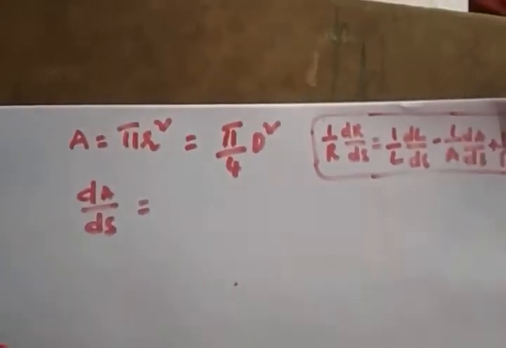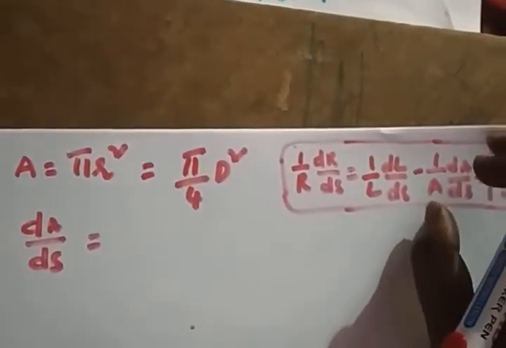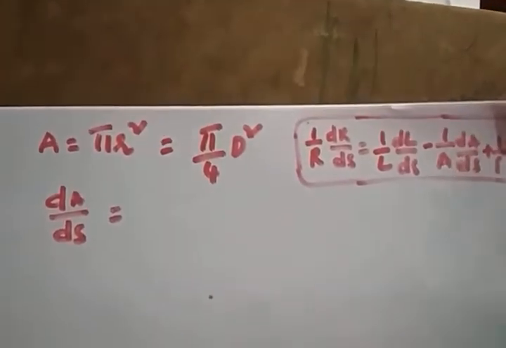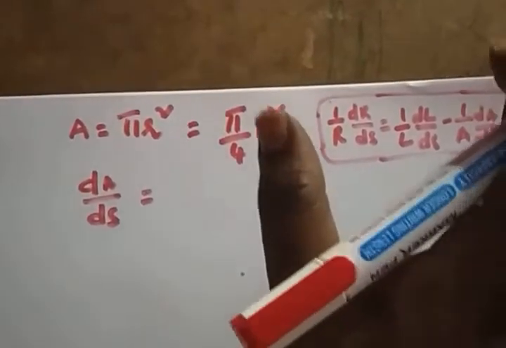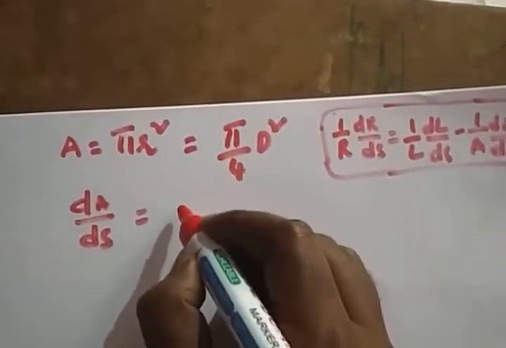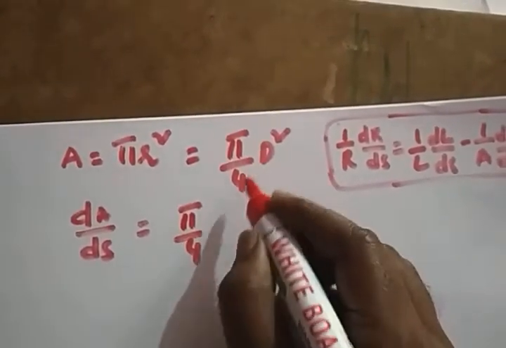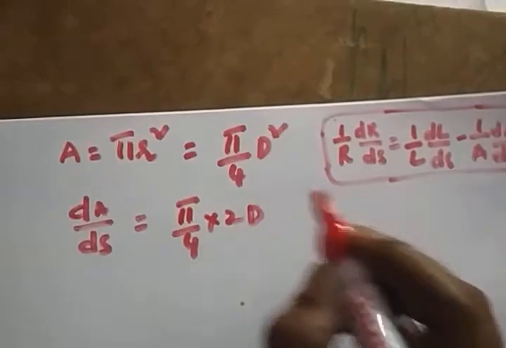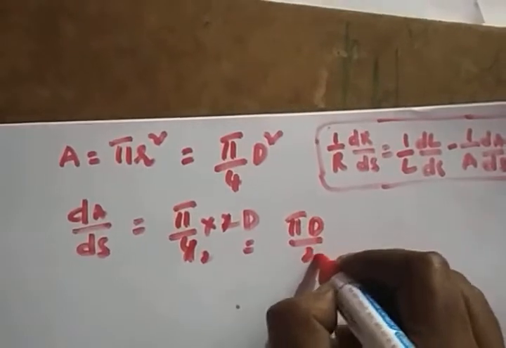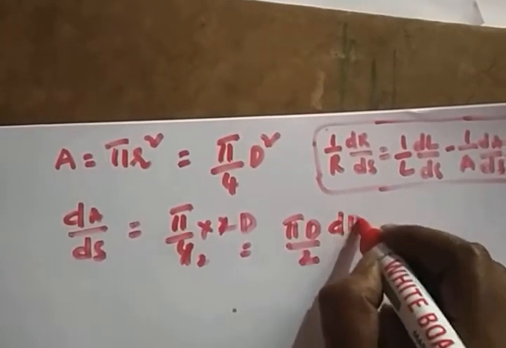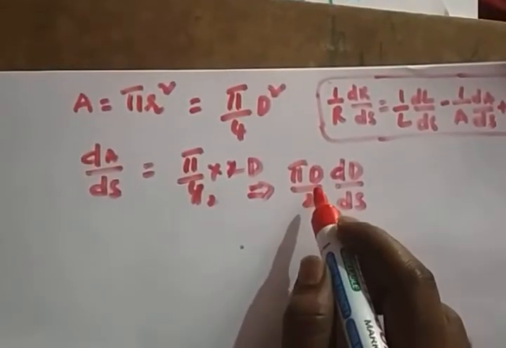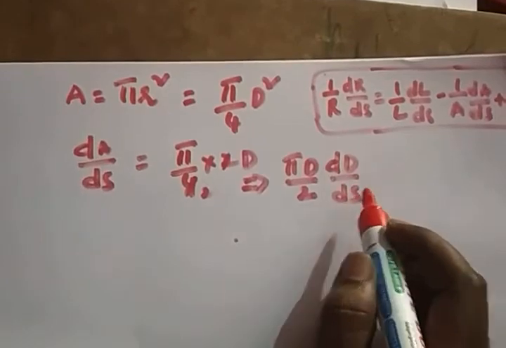In this I just want to vary, in place of area, if area changes your diameter also changes now. That's why I need to convert it into diameter. Right? Why we are converting we'll discuss. So if you write dA by ds, then differentiation changes pi by 4. So what is d square? 2d. Right? Pi d by 2 dd by ds. Right? Pi by 2 d into dd by ds.